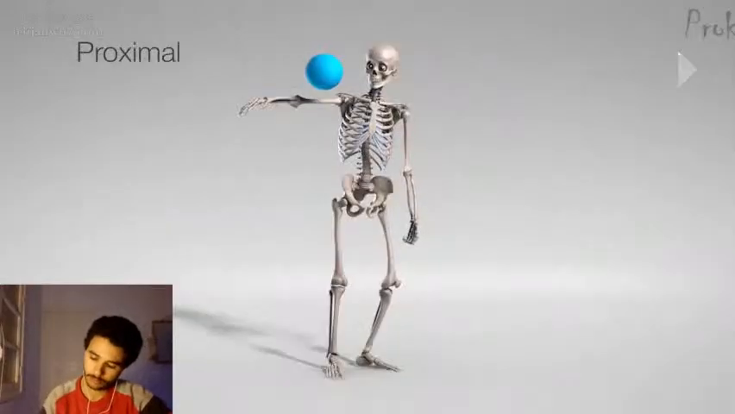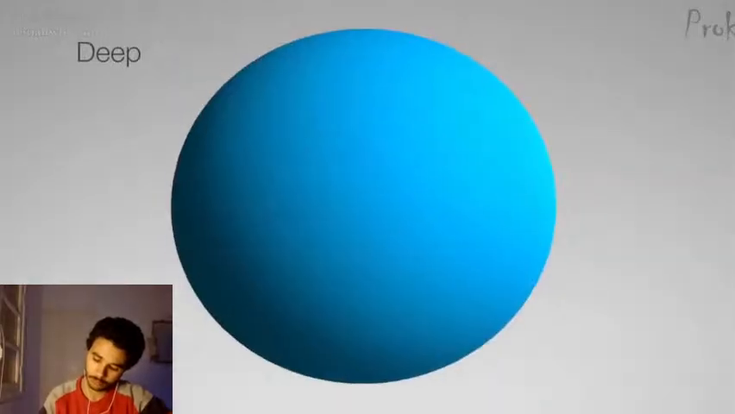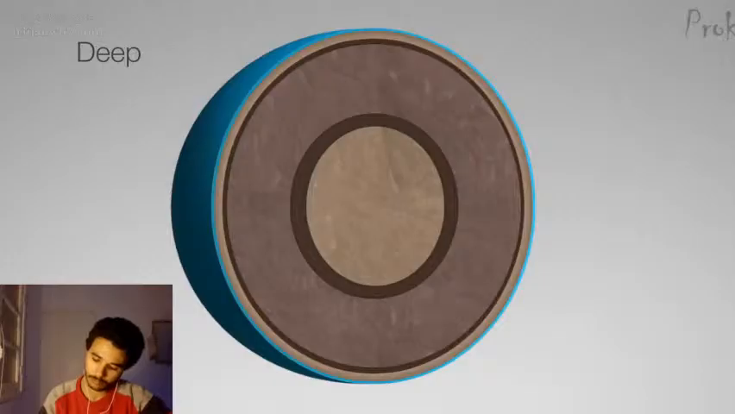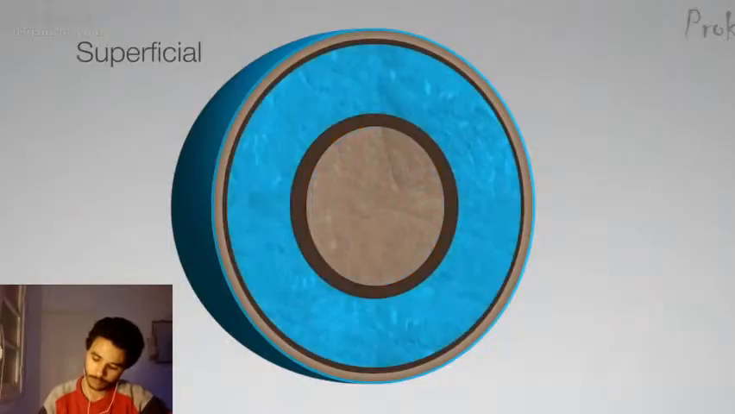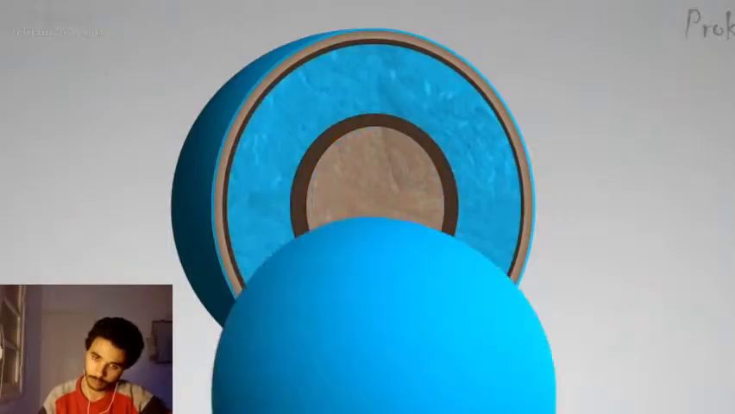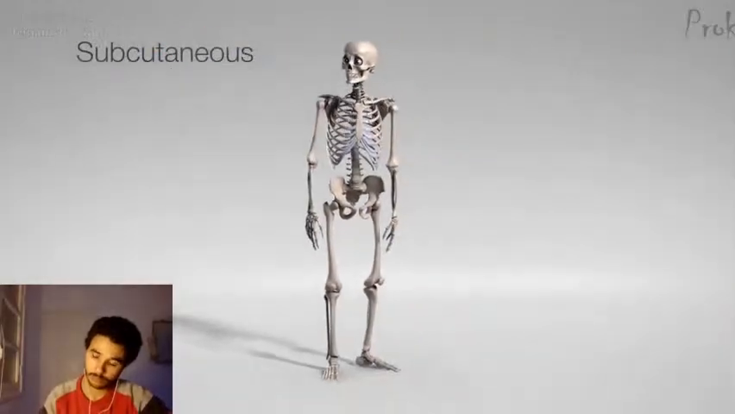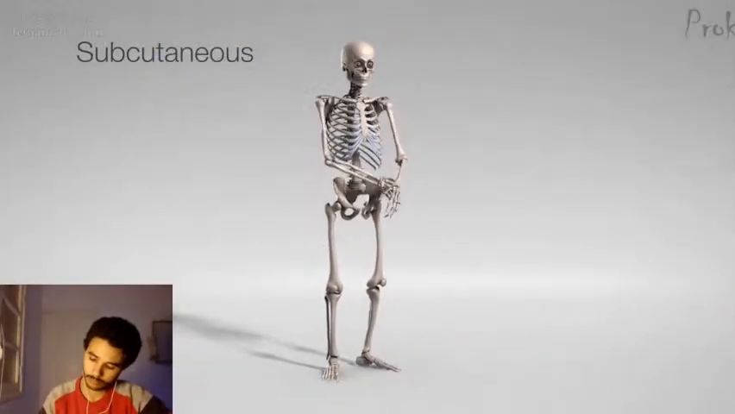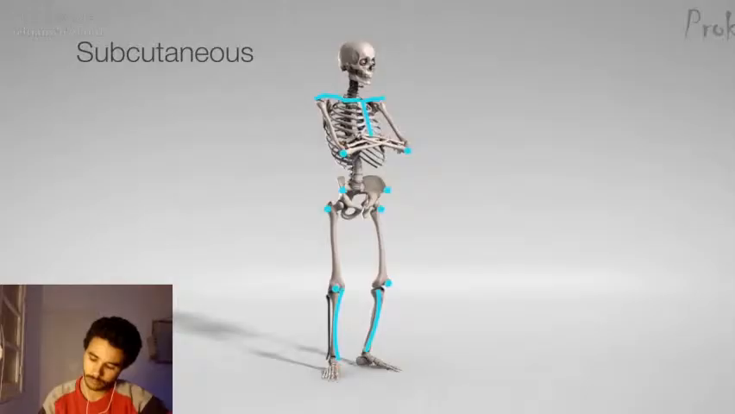Something closer to the center of the body. When I say that something is deep, I mean that it's not visible on the surface. It's covered with other volumes. However, superficial means it is visible on the surface. And similarly, subcutaneous means just below the skin, like the bony landmarks.